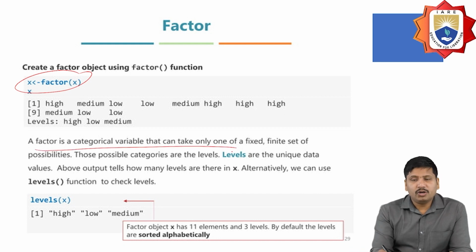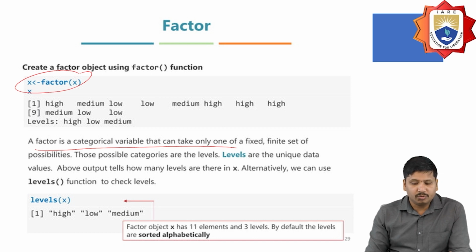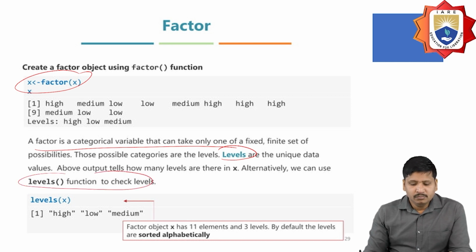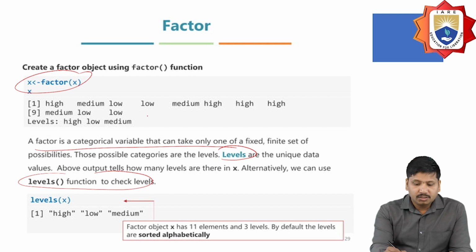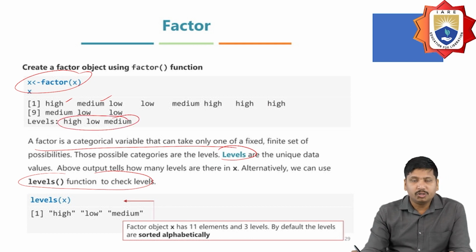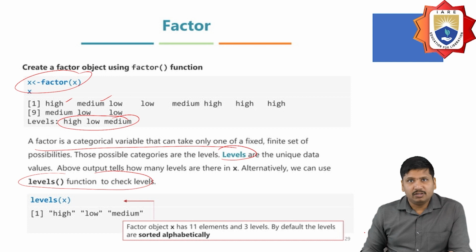A factor is a categorical variable that can take one of a fixed or finite set of possibilities. All these possibilities are called levels, and they can be obtained by making use of the levels function. In a factor, we have many values, high, medium, low, which repeat many number of times. Instead of showing the repeated values, the unique values are shown here if I make use of the levels of x function.